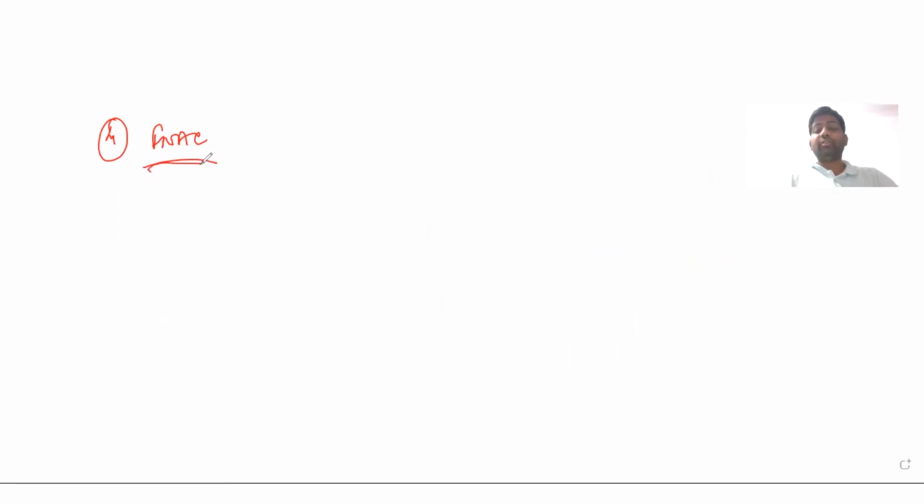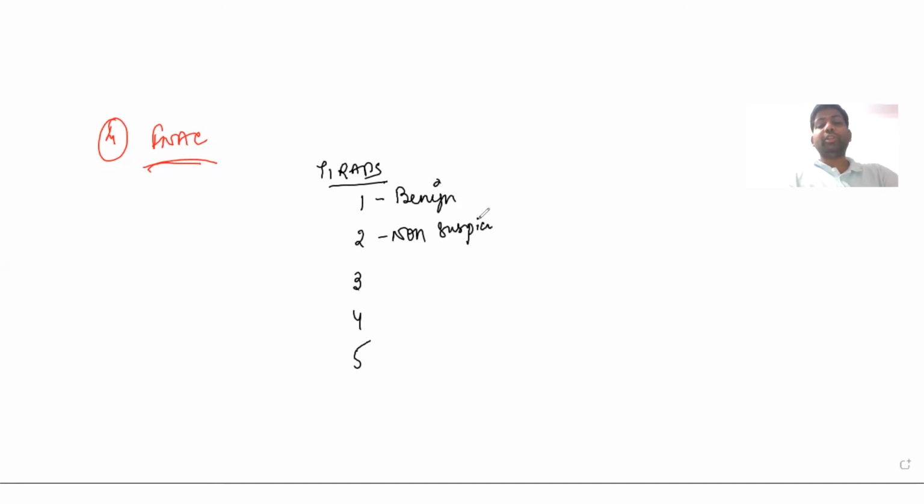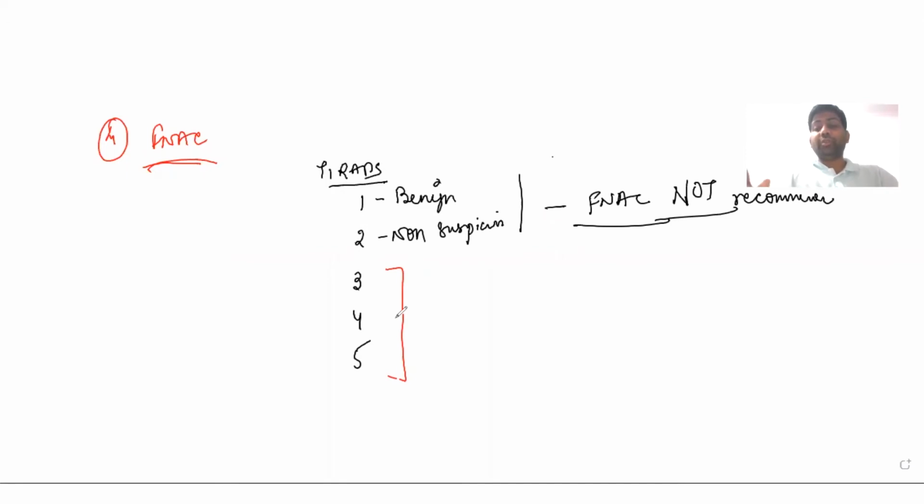After we get the TIRADS staging, when do we do FNAC from a thyroid nodule? Again, we write down the TIRADS. We know that 1 is benign and 2 is non-suspicious. It is recommended by the American Thyroid Association that in TIRADS 1 and 2, FNAC is not recommended. From TIRADS 3 to 5, FNAC is recommended as per the American Thyroid Association.